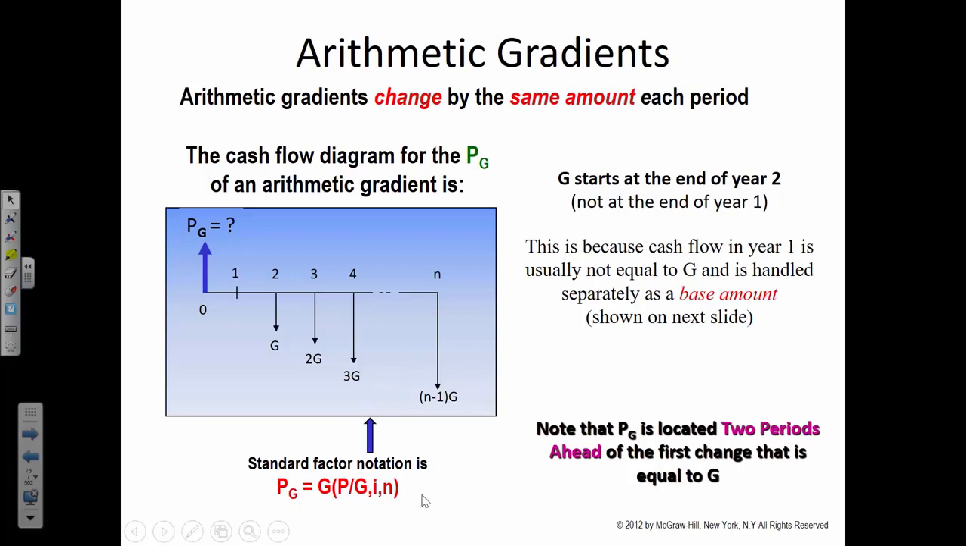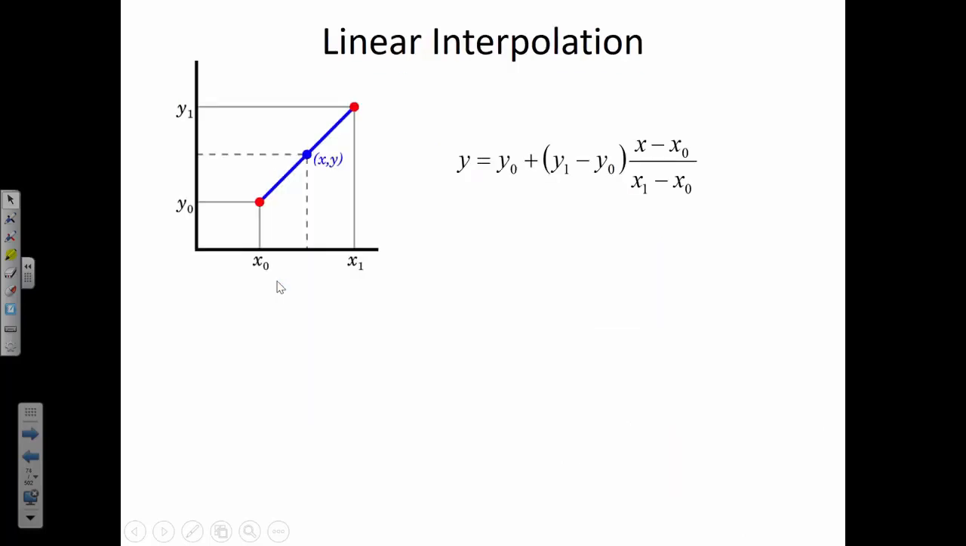And of course the factor follows the same format, where you've got the unknown that you're trying to find and the given amount. This is an illustration of finding the present value of a gradient. The tricky thing that sometimes students forget is that year 1 is 0g. So you don't see the first incremental amount until the end of the second year.